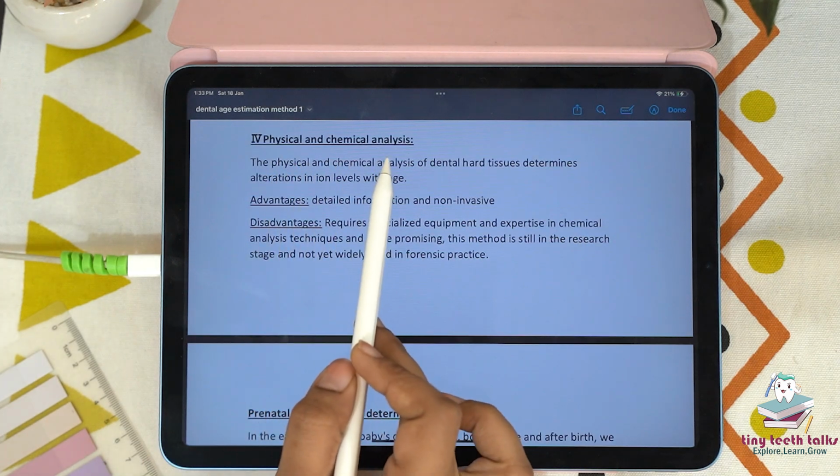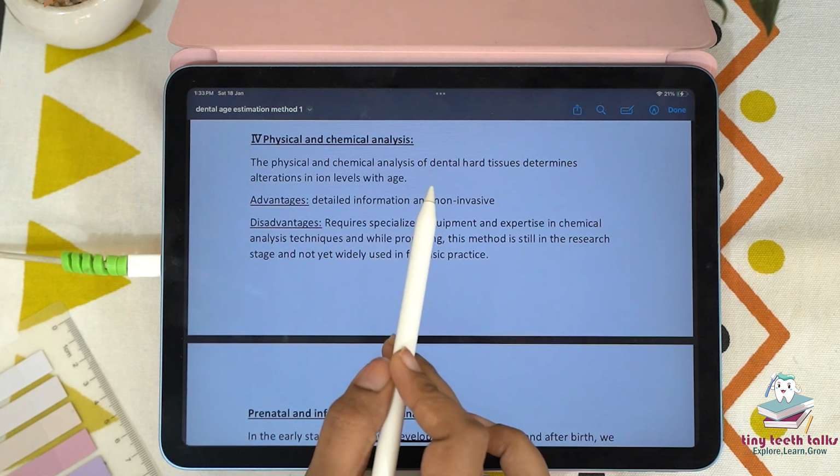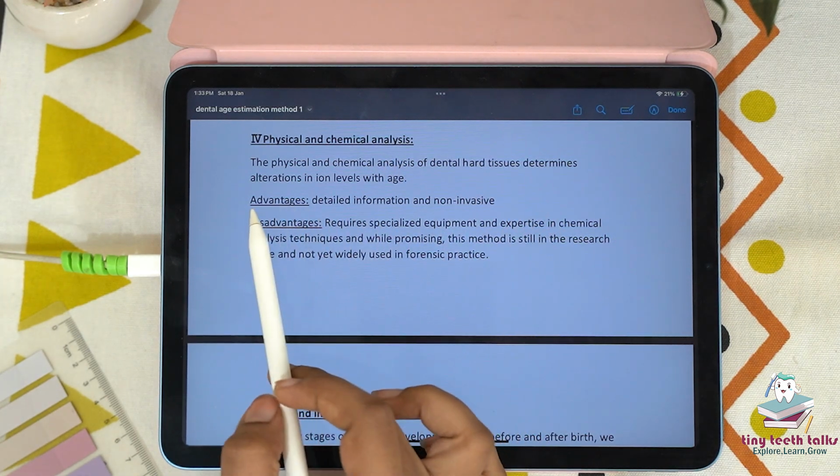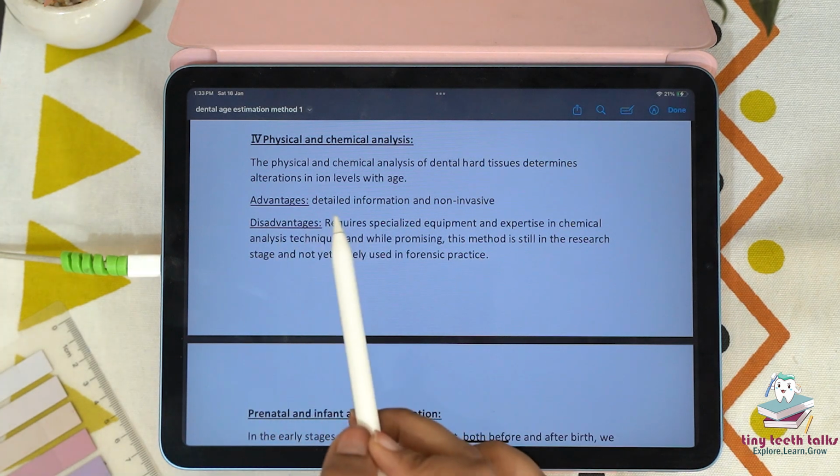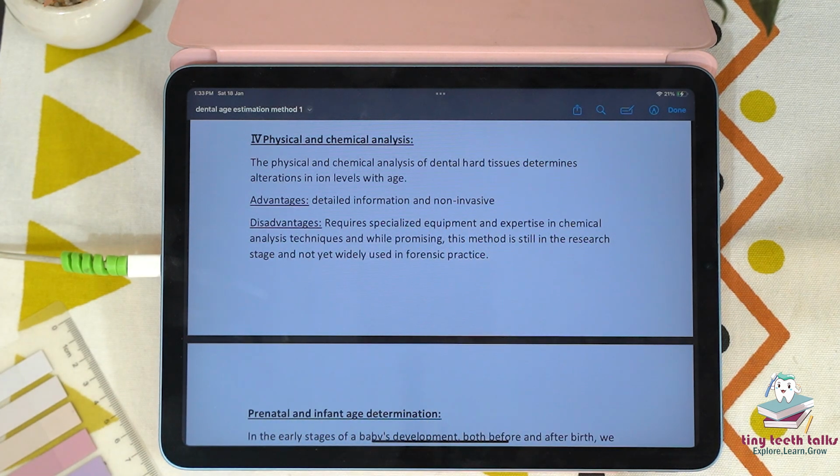Fourth is physical and chemical analysis. The physical and chemical analysis of dental hard tissues determines alteration in iron levels with age. The advantage is detailed information and non-invasive. It provides detailed information about the chemical composition of teeth. The analysis can be performed on a small tooth sample, making it less invasive than other methods.